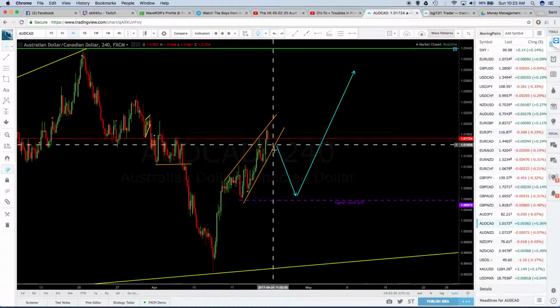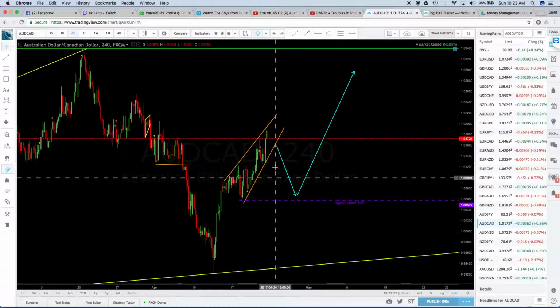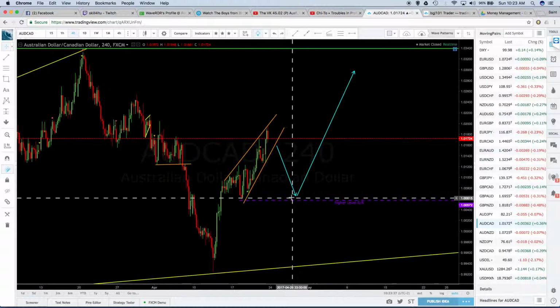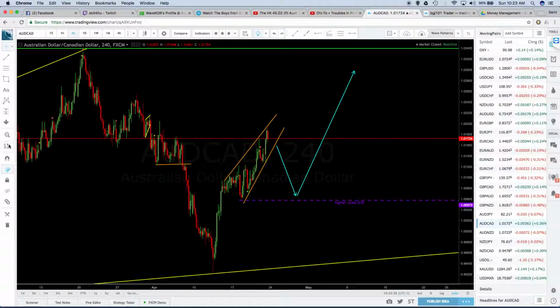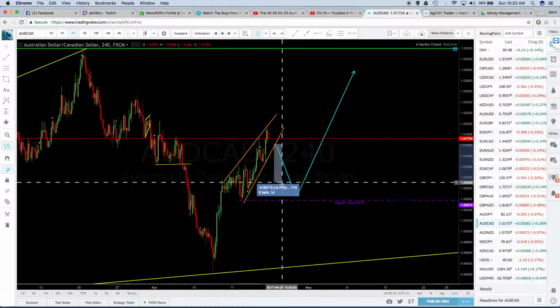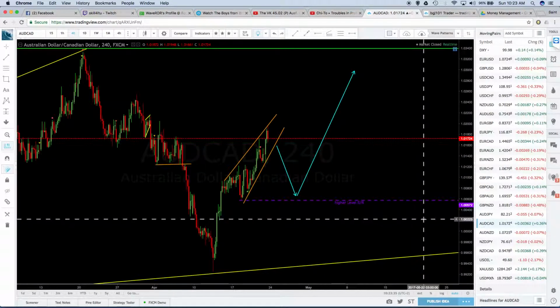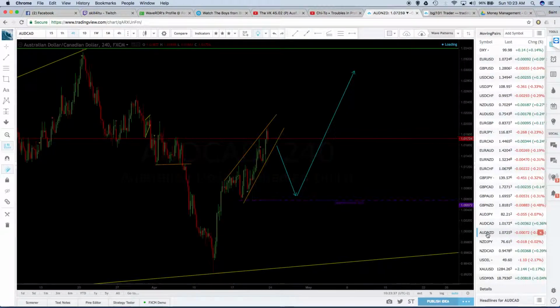But this is still a good possibility for this week to move down out of this and break this trend line and come down into this area. So that still is a trade of almost 100 pips or so. So it's still worth looking at.